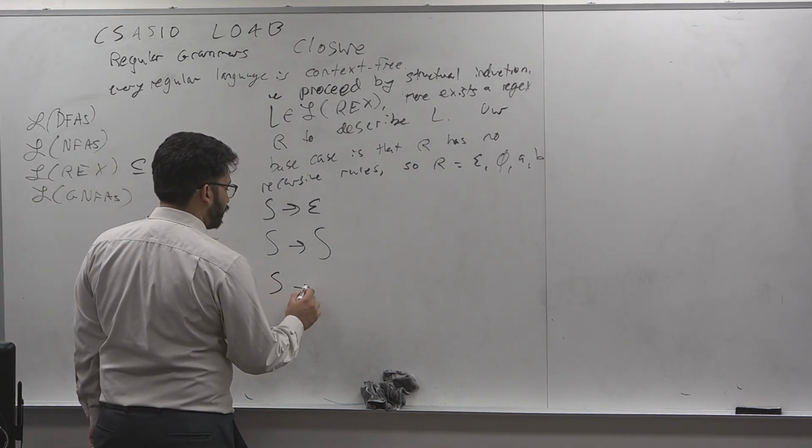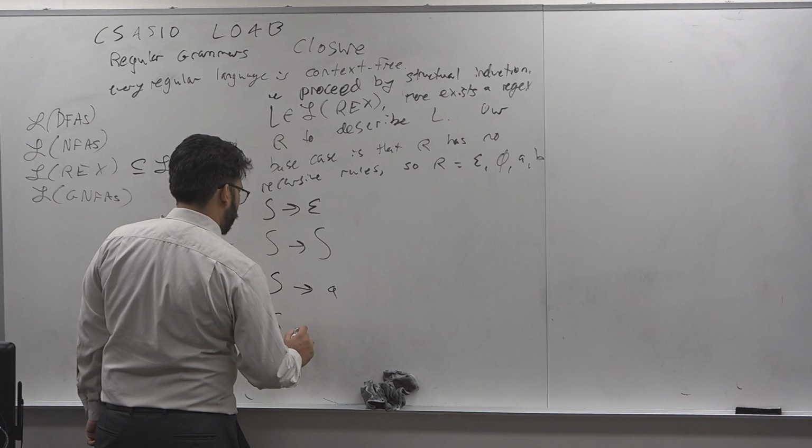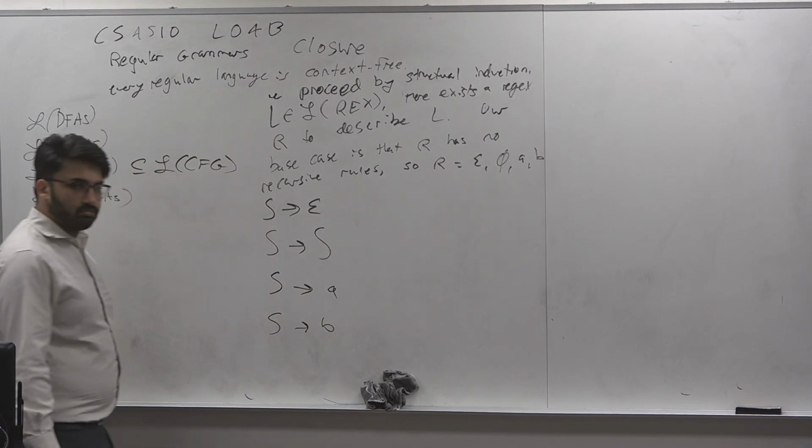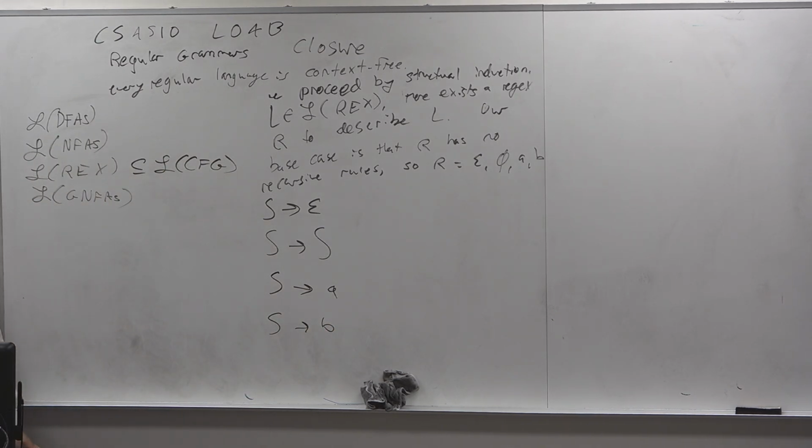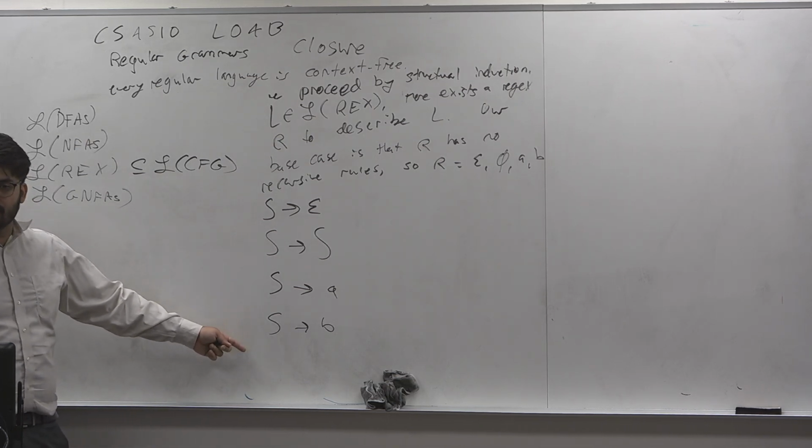What about just a? Just b. Okay, 4 base cases, done. Each of the 4 base cases in a regular expression has a context-free grammar. Those are the 4 context-free grammars.